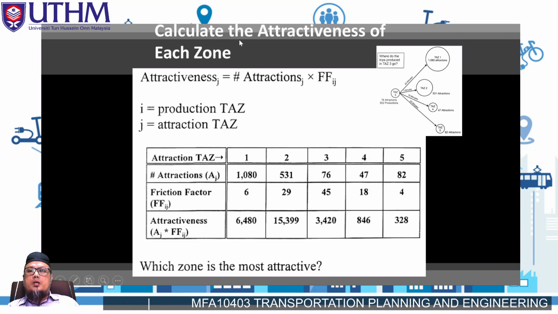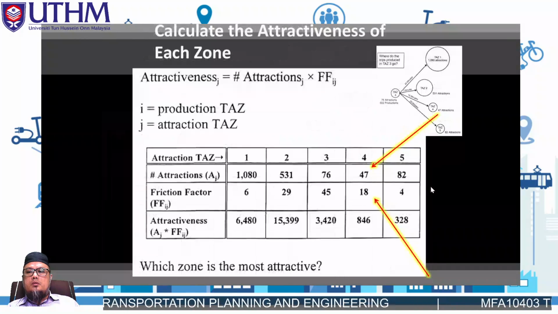Okay, next we're going to calculate the attractiveness of each zone. So attractiveness equals attraction multiplied by FF, where FF is the friction factor. So we're going to determine which zone is most attractive. Based on this particular calculation, this is very simple: just calculate attraction multiplied by friction factors. So here we notice that zone number 2 has higher attractiveness, which is more than 15,000.